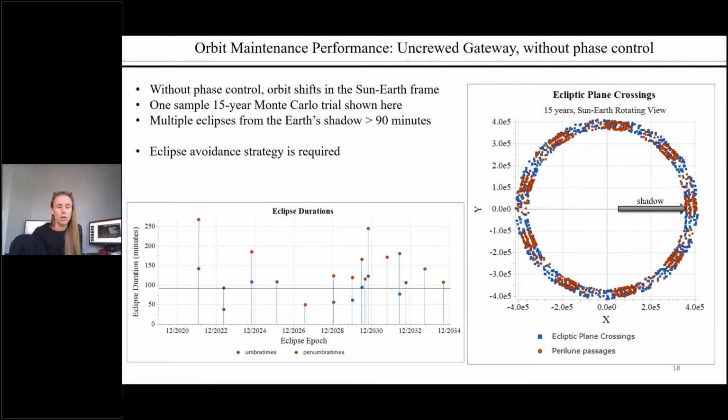You could do this in a few ways. You could compute upcoming eclipses and do maneuvers to avoid them. But a cheaper method is just to maintain your phase within the baseline trajectory.